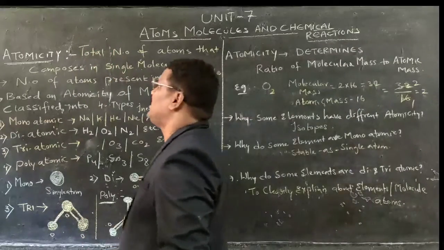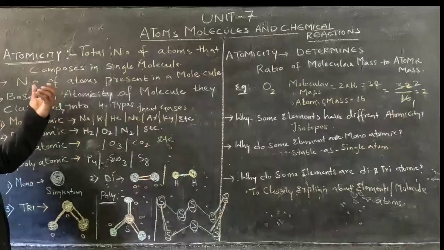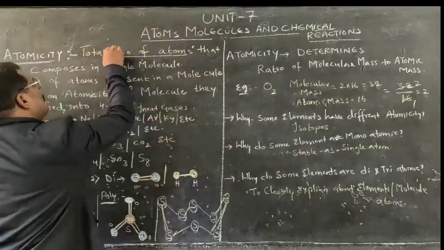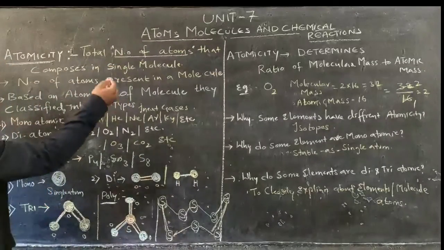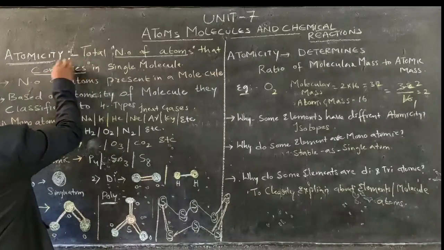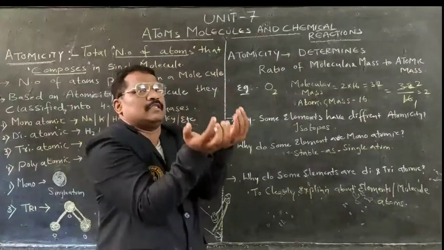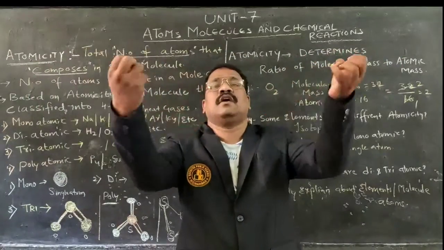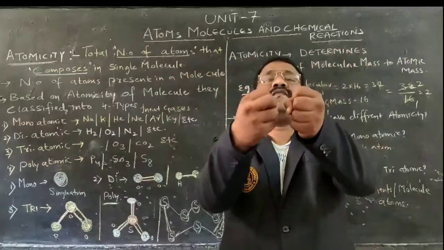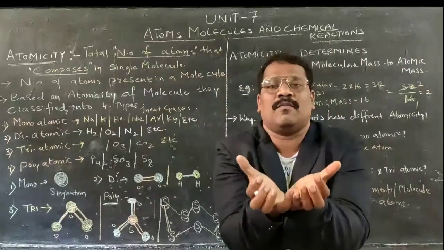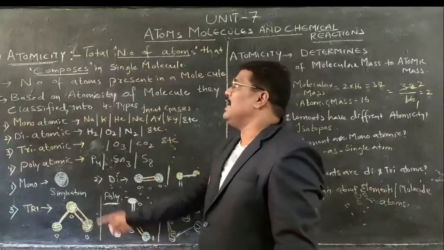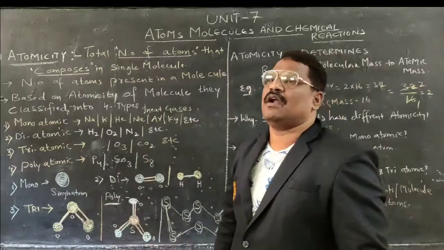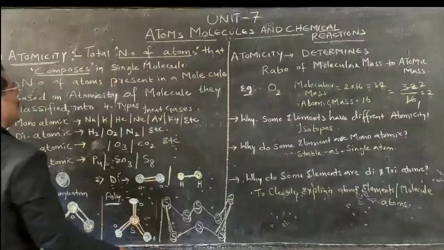What does atomicity mean? It can be defined as the total number of atoms within a molecule. The total number of atoms that are composed in a single molecule. To form a single molecule, some number of atoms combine together. The total number of atoms combining together to form a single molecule is called atomicity. It represents the number of atoms present in a molecule.